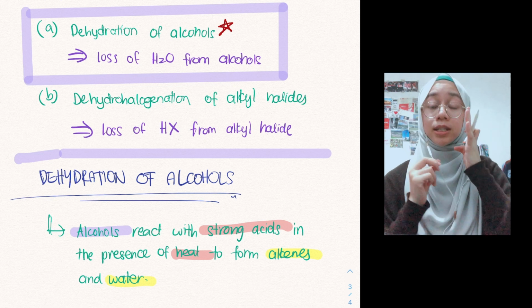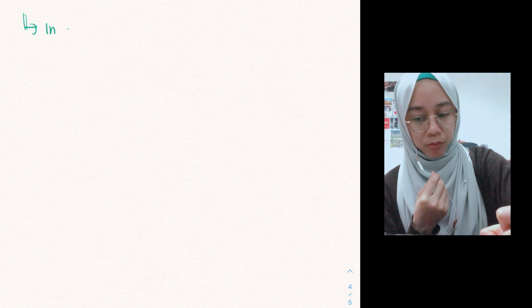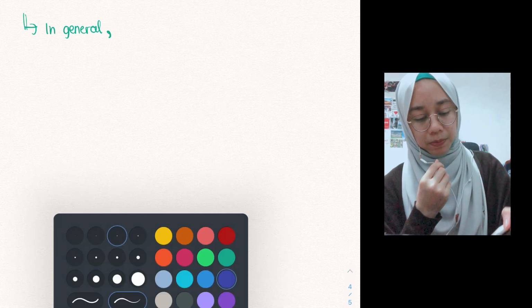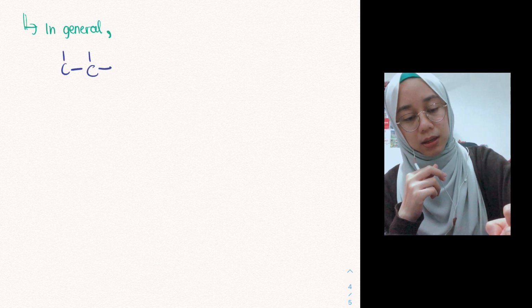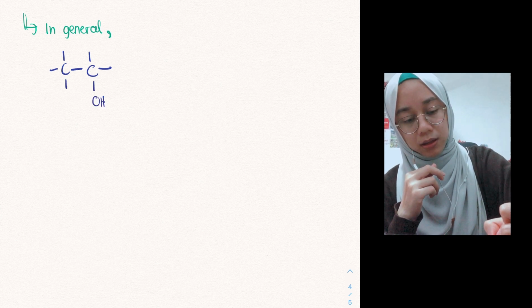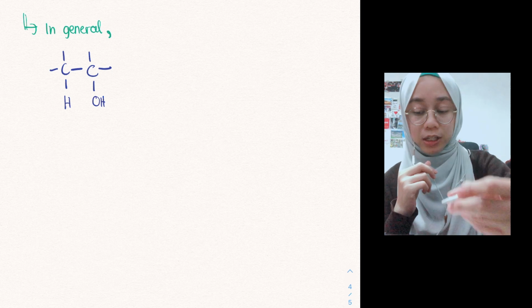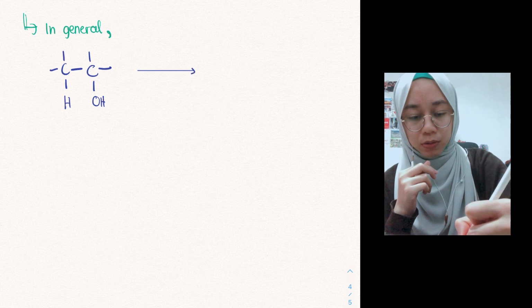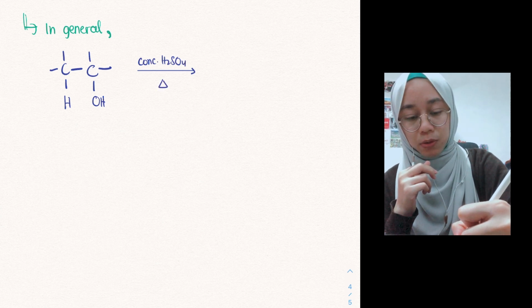Okay, jadi now kita nak tengok secara generalnya macam mana kita nak tulis equation untuk reaction ni. Of course what you need is alcohol. Secara generalnya Miss buat alkohol macam ni. Since we are going to use a strong acid, bermaksud it needs to be concentrated. So for example kat sini kita akan guna concentrated H2SO4, and then we also need heat tadi. So heat, kita guna simbol segitiga ni.